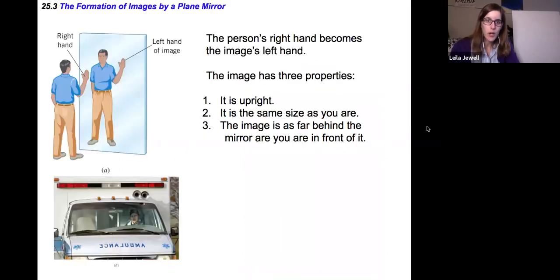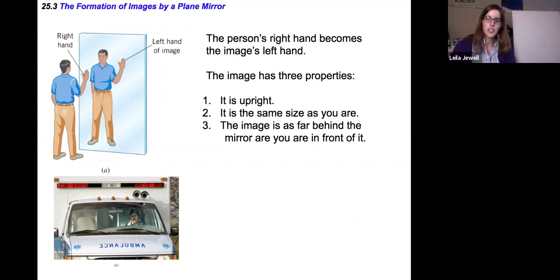So some observations. One, your right hand becomes the image's, the person in the mirror's, left hand. They're a mirror image of you, right? And this image, this person inside the mirror, is upright. They're still up like you are. They're even the same size as you, right? If you come up to the mirror, it matches up exactly.